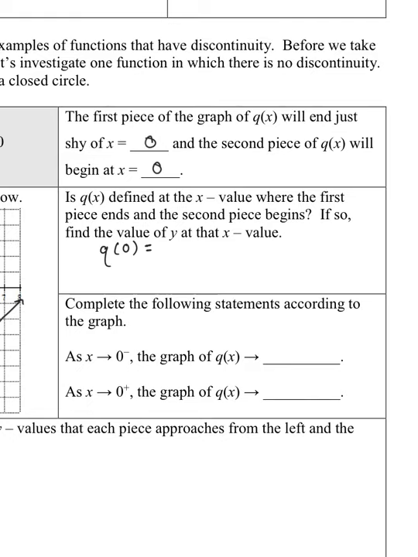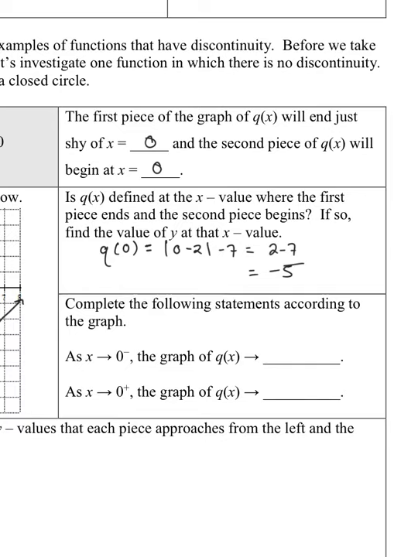Equation 2. Why equation 2? Well, look at x. It has to be less than or equal to 0. In the first equation, x has to be less than 0. It can't be equal to 0, whereas in the second equation, it can be 0. So we have to use the second equation. And then we get 0 minus 2 minus 7, which is equal to negative 2 minus 7, which is negative 5. All right? Negative 5. Now it asks us to complete the following statements according to the graph.